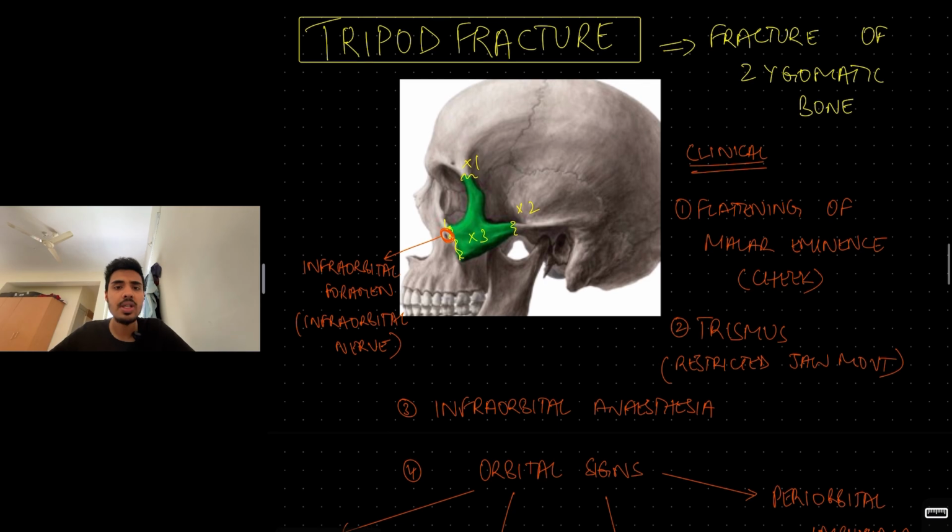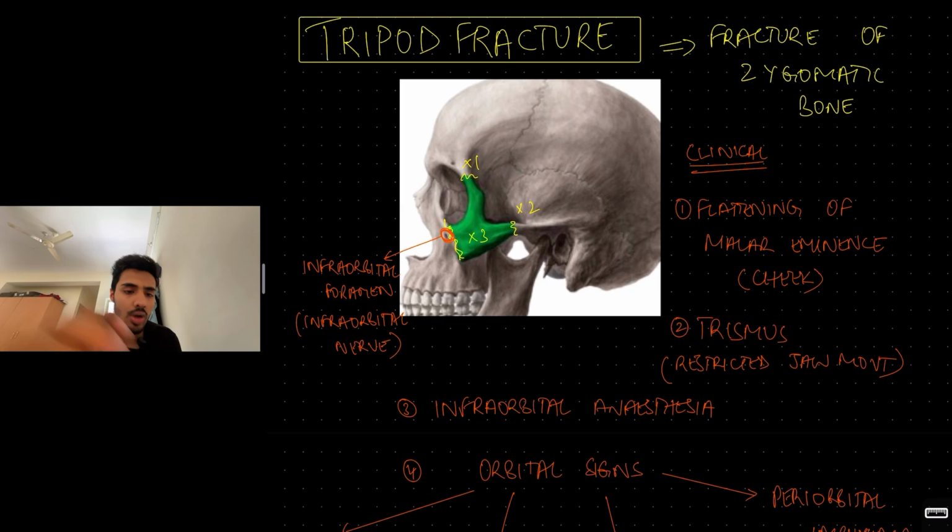Second most common is what? The tripod fracture. That is the fracture of the zygomatic bone. This is the zygomatic bone. The fracture of the zygomatic bone is known as tripod fracture. Why tripod fracture? See, zygomatic bone is attached to the frontal bone by zygomatico-frontal suture, to the temporal bone by zygomatico-temporal suture, and to the maxilla bone by the zygomatico-maxillary suture. So 3 sutures. If all 3 suture lines get a fracture, then it is known as tripod fracture.